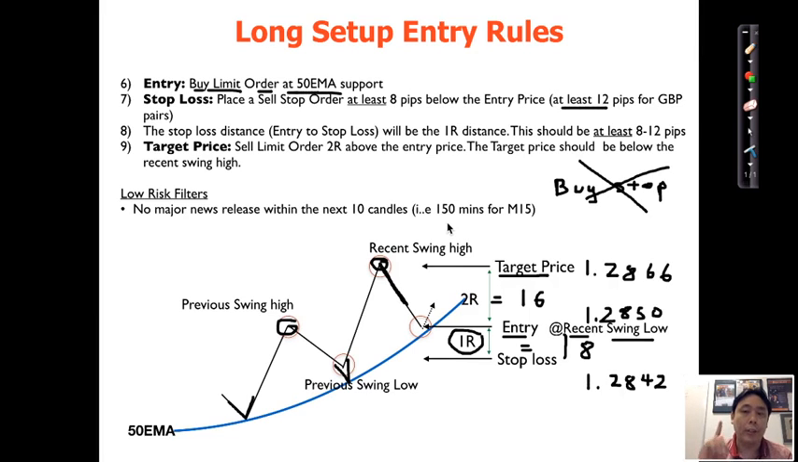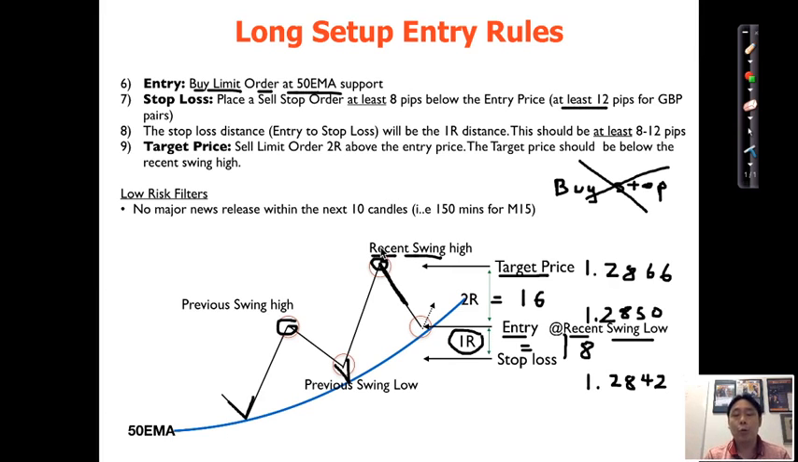Now, what is really important is to ensure that wherever our target price is, it should be below the recent swing high, okay? Because if our target price is above the recent swing high, it's a bit harder to reach. But if it is below the recent swing high, it is more likely to reach that target price. Just in case that recent swing high acts as a resistance level, we can get out before it hits resistance, okay?